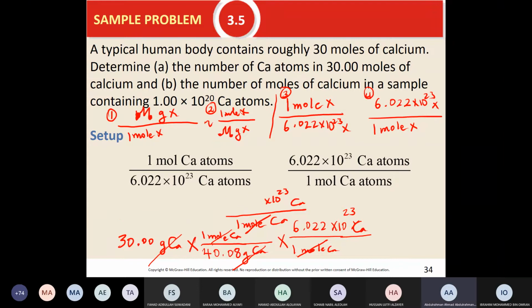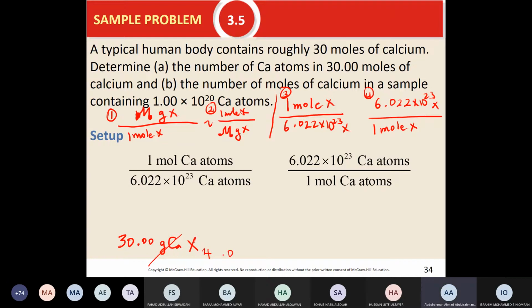I want you to tell me now, if I have 1.00 times 10 to the power 20 calcium atoms, how many grams is this? How many grams is this? What's the first step I should do? Convert to moles.